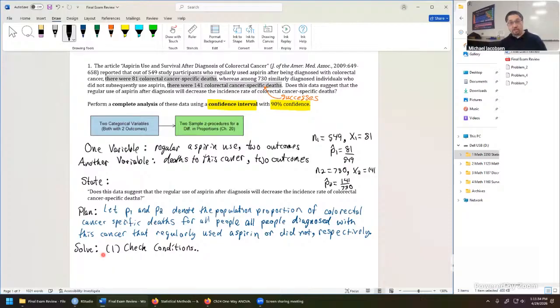First thing we're looking for, we need to look at this context again, is if we have any information about randomization. Doesn't say much, does it? This is one really short paragraph. It just says out of 549 participants, 730 similarly diagnosed individuals, but it doesn't say anything specifically about randomization whatsoever here. The sample could have been randomly selected. The authors of the study might have really great reasons to say it's a representative sample, but no information given just means here, we'll just say it is not known.